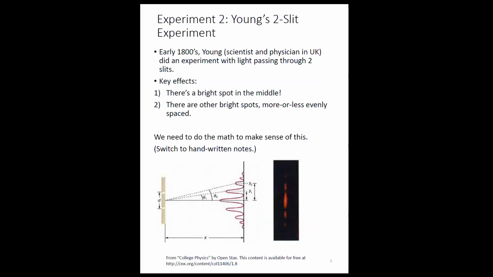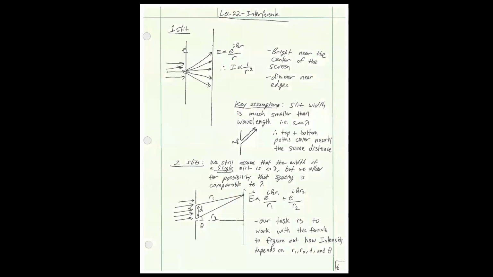And so at this point, we need to start doing some diagrams and math. For that, I'm going to switch to handwritten notes. Let's start by thinking about what would happen if we only had one slit. If the slit is very tiny, then we could treat it as a point source of light. And we know that the field of a point source is just e^(ikr)/r. So the intensity is going to be proportional to 1/r².